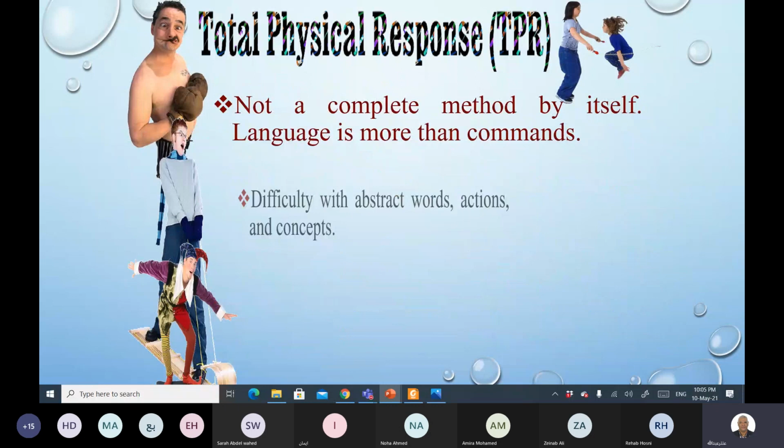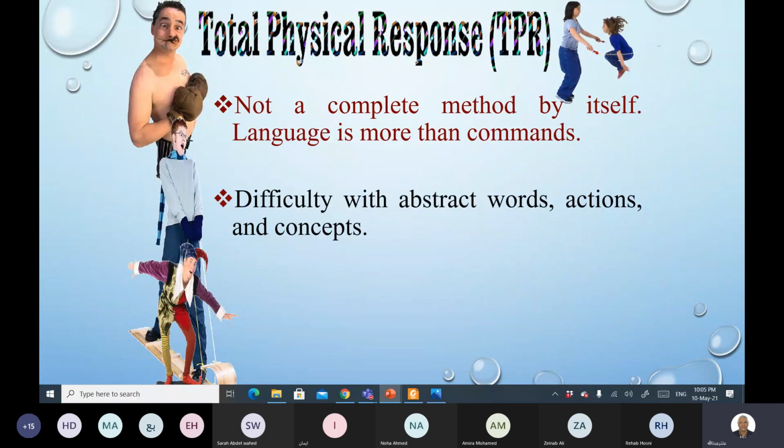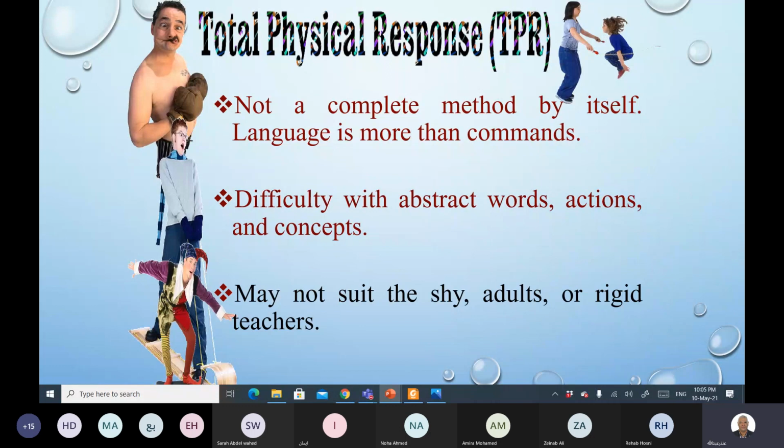So this is what we said. It is not a complete method by itself. It has difficulty with concepts. And sometimes it may not suit the shy adults or the rigid teachers. بعض الطلاب خصوصا الادلت students زي ما شفنا في مراكز تعليم اللغات والمعاهد الخاصة، they do not like to repeat, so they will not also like to move along.